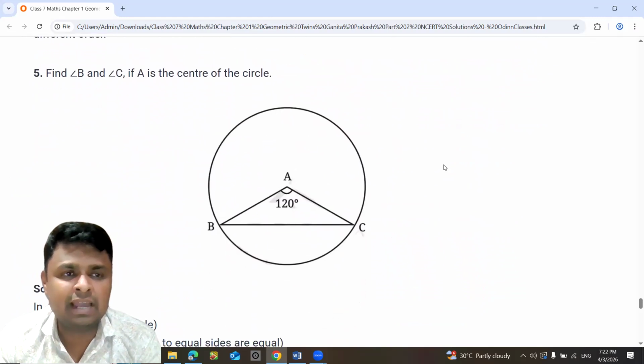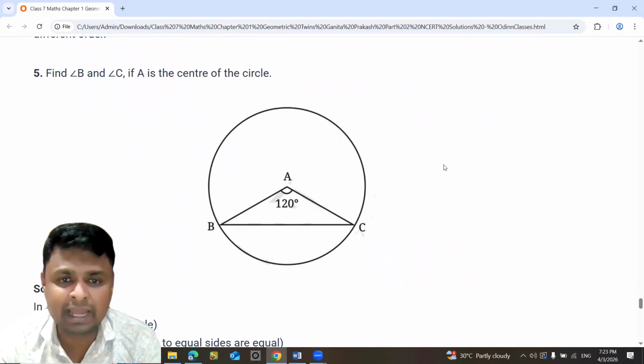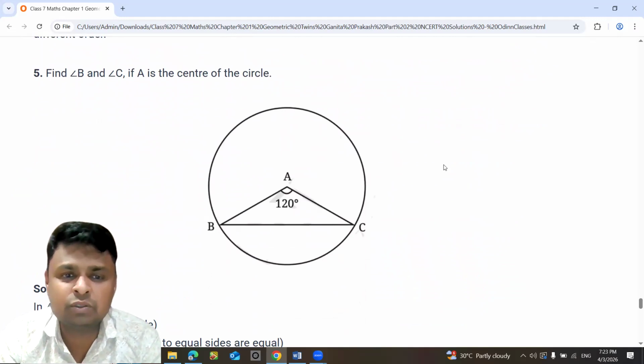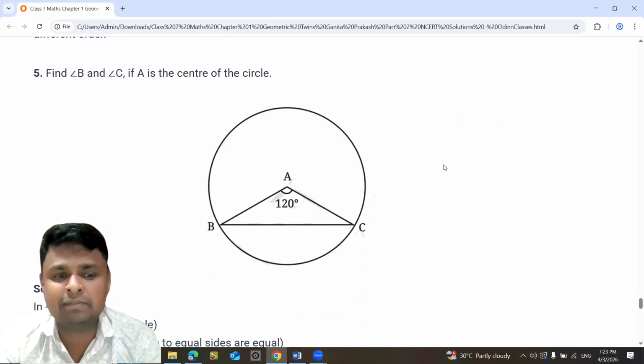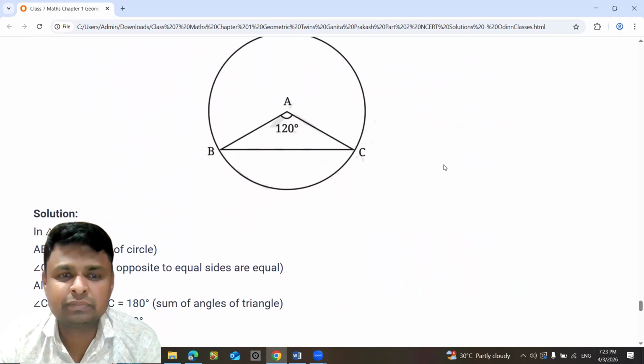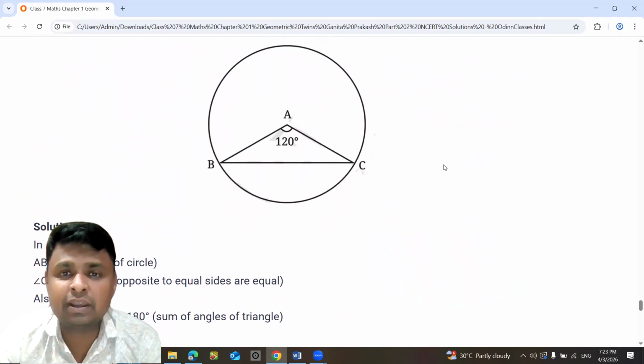Now, angle B and angle C. If A is the center of the circle, you have to find angle B and angle C. Now, for a circle, the radii are equal. So AB and AC, they are equal. So it's which type of triangle? Can you tell me? There are different types of triangle: equilateral triangle, isosceles triangle, scalene triangle. So two sides are equal. So it is isosceles triangle.